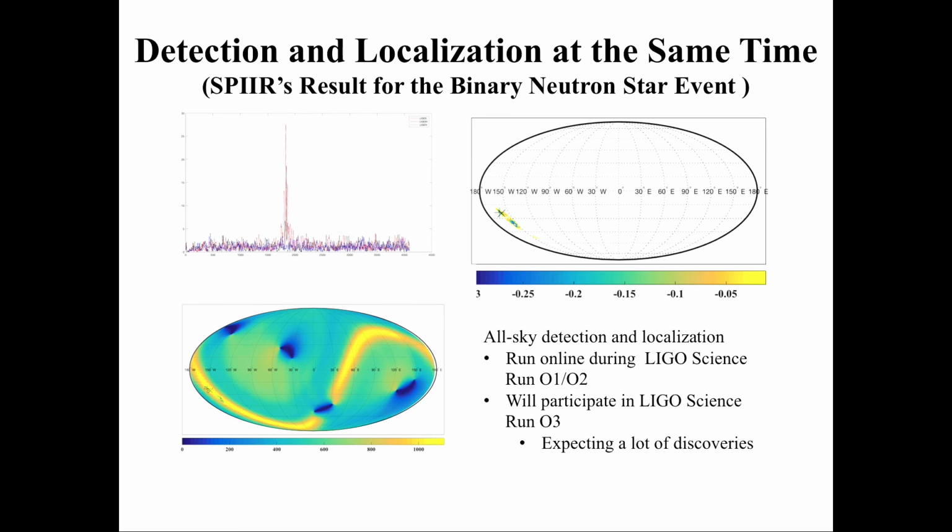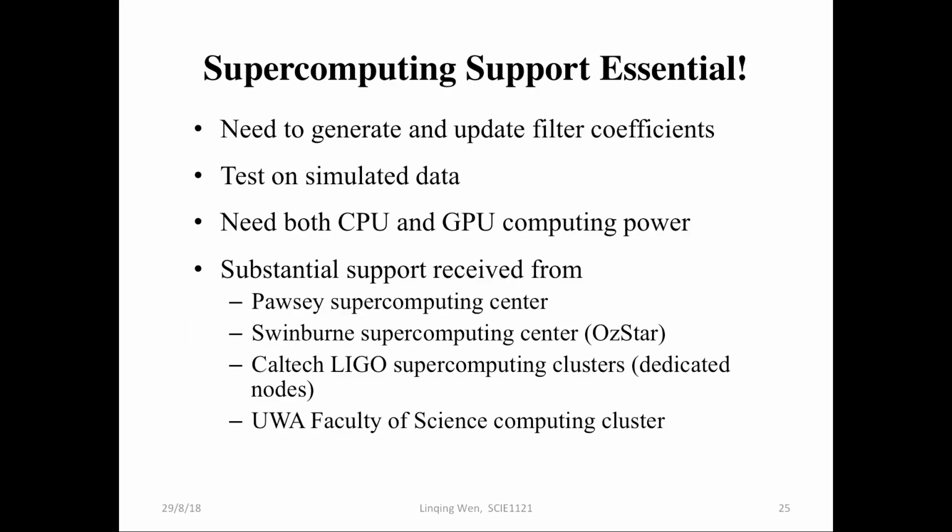And here is some data which I should not be showing you, but anyway, that's what we have: the signal to noise ratio, the all-sky map. That's the real true location, which is our localization. So we get this position really well. So we are going to participate in the 3rd science run in January. We hope to have some discoveries.